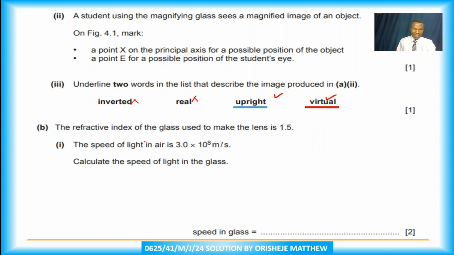Now the refractive index of the glass used to make the lens is 1.5. The speed of light is 3 times 10 raised to 8 meters per second.